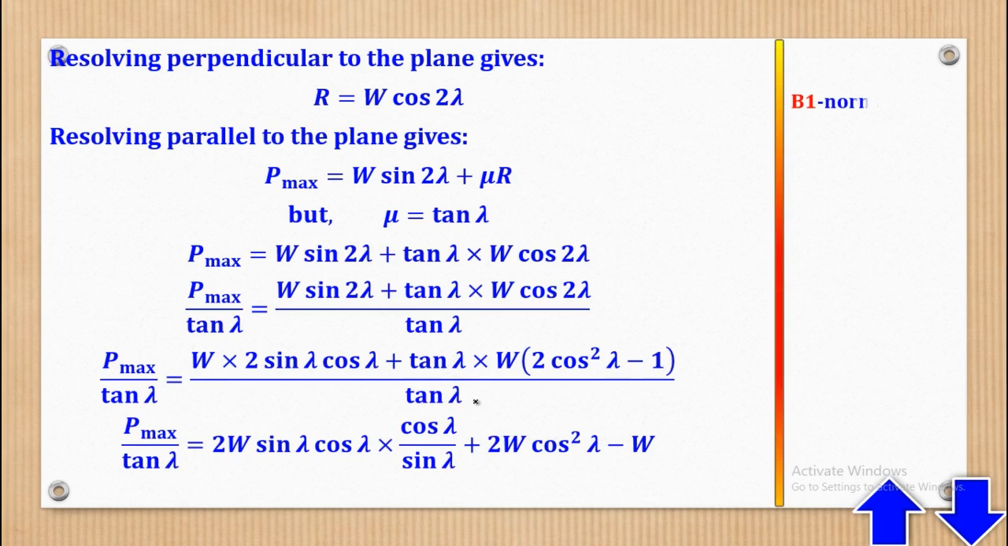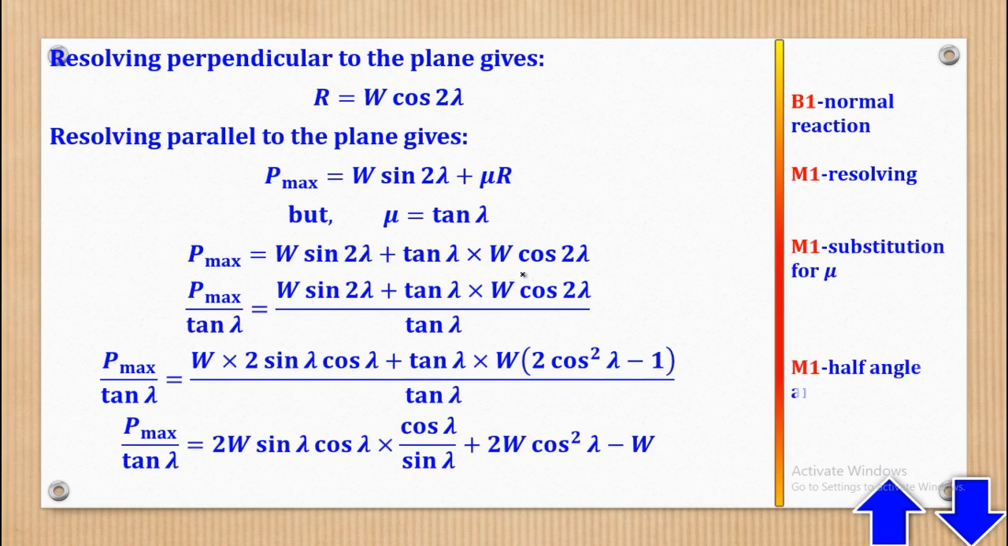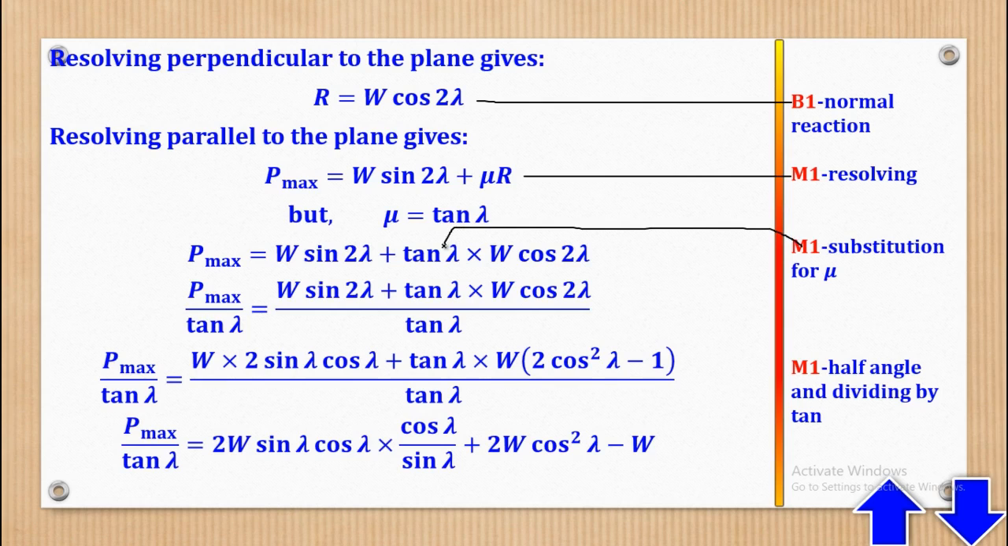So before we go to the next slide, let's see the marks for this slide. So B1 for normal reaction, M1 for resolving, and M1 for substituting for mu, and M1 for half angle and dividing by tan.